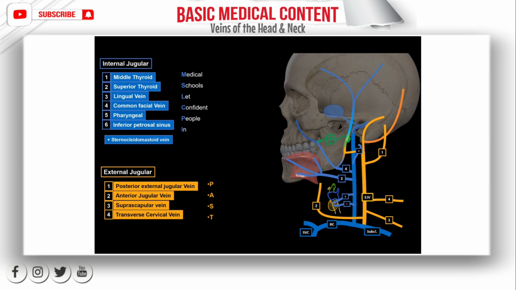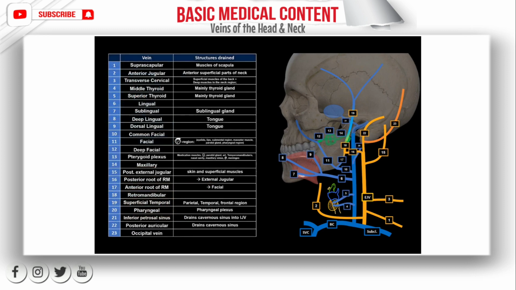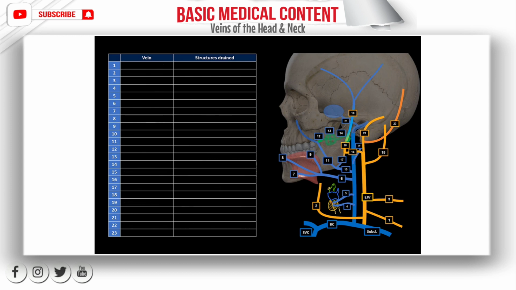Now, I made this table that covers all the veins I just went through, along with the structures that they drain. Now, this is where this video gets scary. I am going to make all of these names disappear. And can you, from the beginning, tell me what is the name of number 1? What is the name of the vein of number 2? What does number 3 drain and what does number 4 drain? If you can do that, then I've managed to help you with this topic successfully.